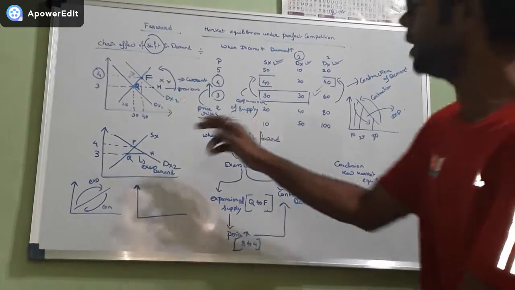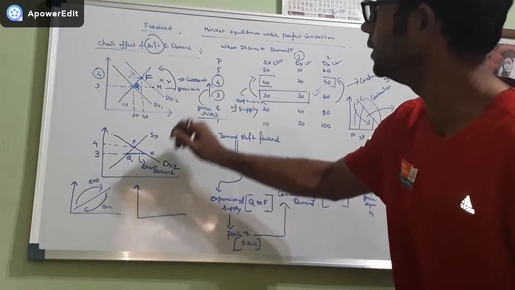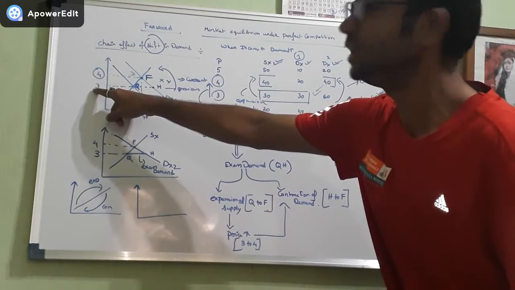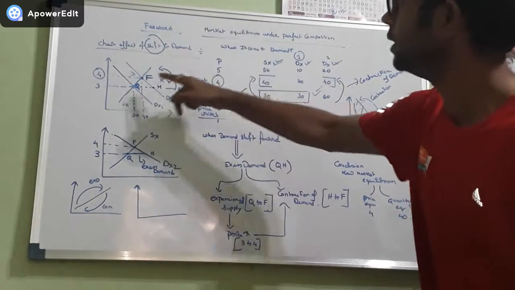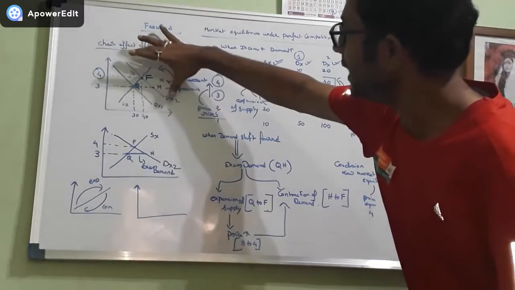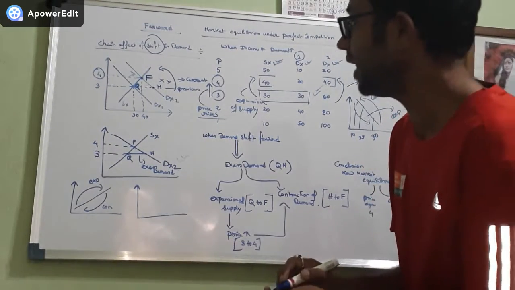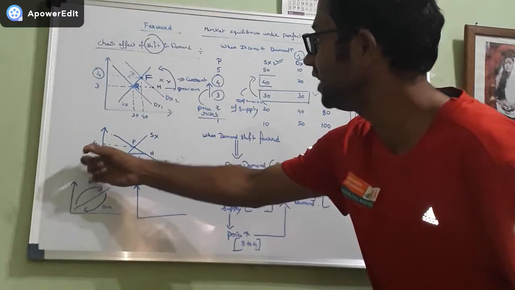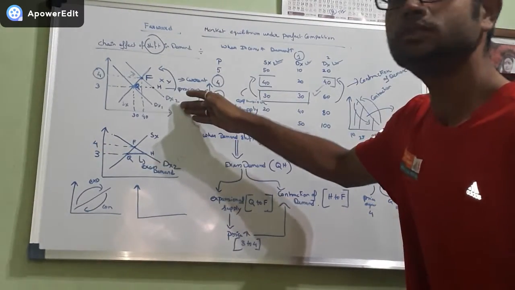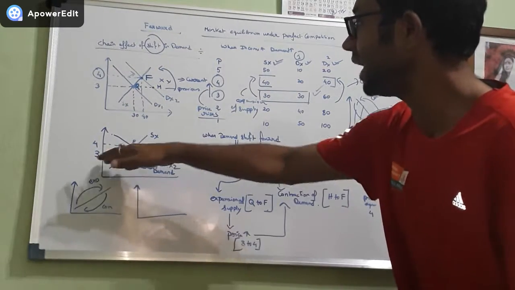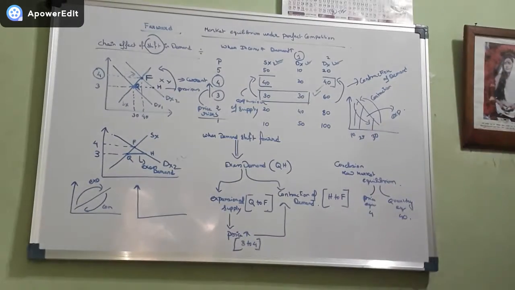As I have increased the demand, the price was initially 3 and now the price has gone to 4. So if I take this D2 demand and I take the price 3, here between Q and H there is an excess demand.